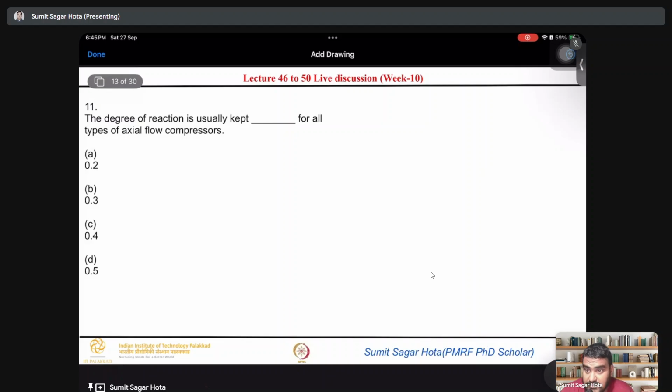So yes, the degree of reaction is usually kept dash for all types of axial flow compressor. Okay. So always the DOR is 0.5. The half, the 50% value, is always taken for general operation in an axial flow compressor. That means equal effect of both rotor blade and the stage.